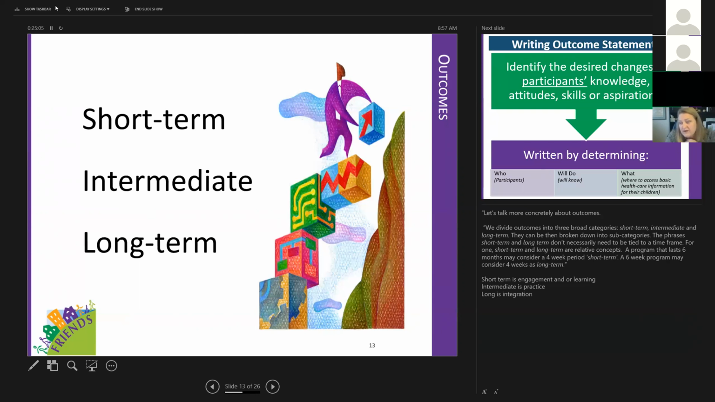An example of that might be that participants utilize timeout and other techniques for effective discipline within their home. It's really about that we understand this, we do this, we don't even have to think about it anymore.